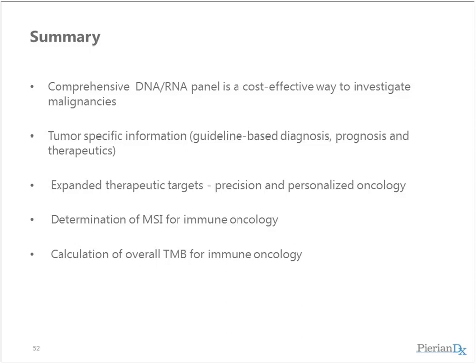The second layer will be the expanded therapeutic targets, which would be for precision and personalized oncology. These are the targets which will be detected based on the different variants we'll identify in the panel. And the third layer of information will be a combination of the MSI and TMB for immuno-oncology folks. So this, I think, overall will be a pretty comprehensive reporting structure. I think we will be able to generate it with the help of Peridian DX.